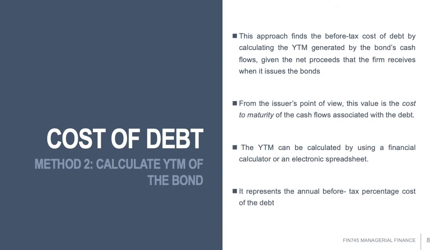The second method to calculate cost of debt is to calculate the YTM of the bond. This approach finds the before-tax cost of debt by calculating the YTM generated by the bond's cash flows, given the net proceeds that the firm received when it issues the bond. From the issuer's point of view, this value is the cost to maturity of the cash flows associated with the debt. The YTM can be calculated by using a financial calculator or an electronic spreadsheet. It represents the annual before-tax percentage cost of debt. Okay, so we look at an example.